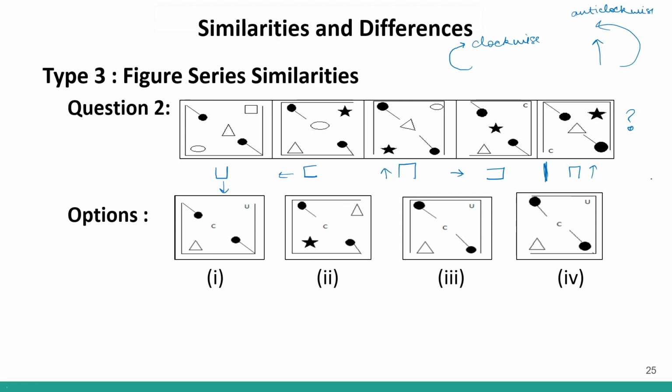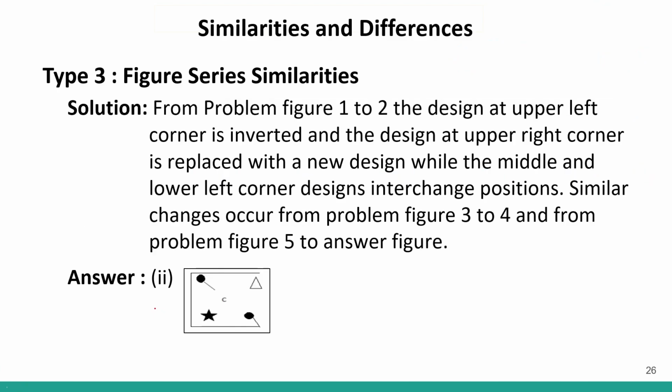So the next anti-clockwise direction will be this direction. So it will be like this. And out of all the 4 options, I can see only in option number 2 the boundary is like this. Only in option number 2. So my answer will be option number 2. Okay, option number 2 will be the correct answer.